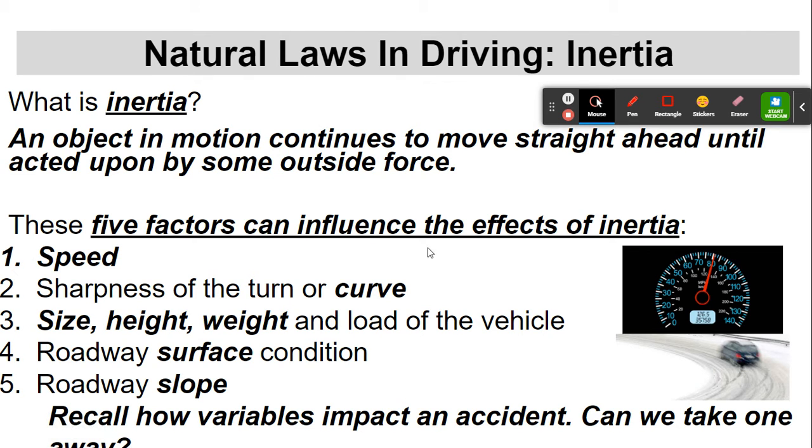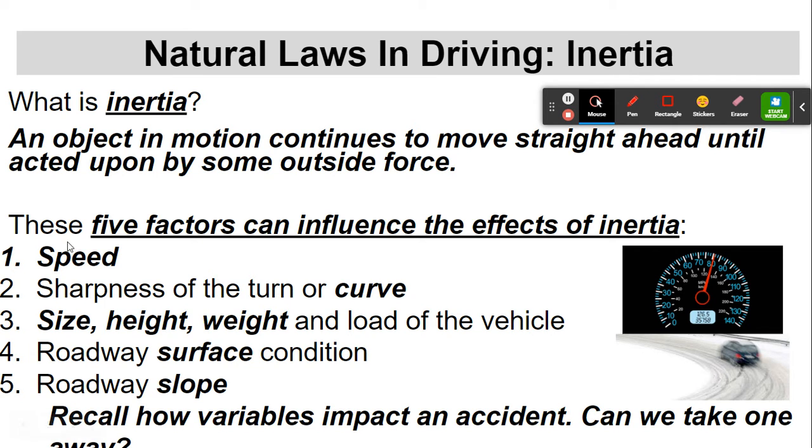Okay, these 5 factors can influence the effects of inertia. Speed, that's why we have this picture right here. Sharpness of the turn or curve. The size, weight, and height, and the load of the vehicle you are driving. The roadway surface conditions. These are not ideal roadway surface conditions for traction. The roadway slope. Recall how variables impact an accident. Can we take one of these variables away, one of these factors away from the accident?